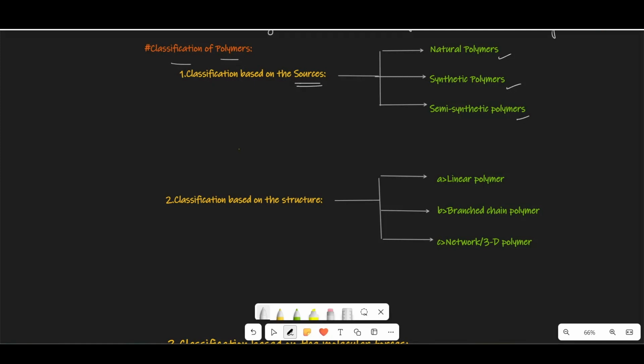Now let's see classification based on structures. These are divided again into three types. One is linear polymer, another one is branched chain polymer, and the third one is network or 3D polymer. I'll explain this in detail in my next video.